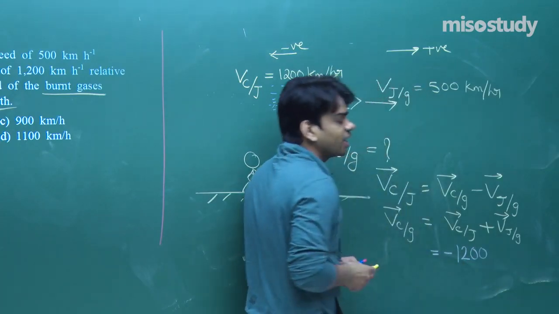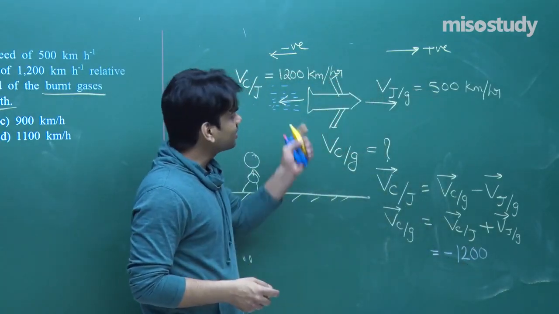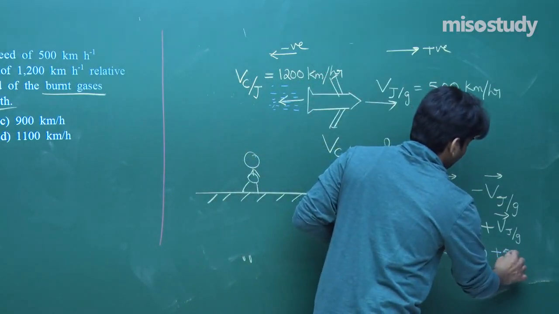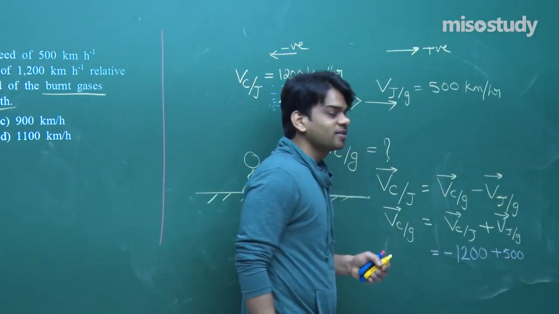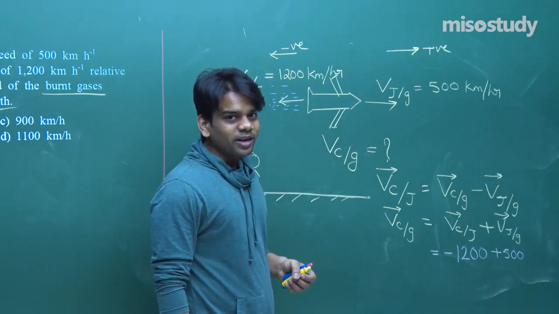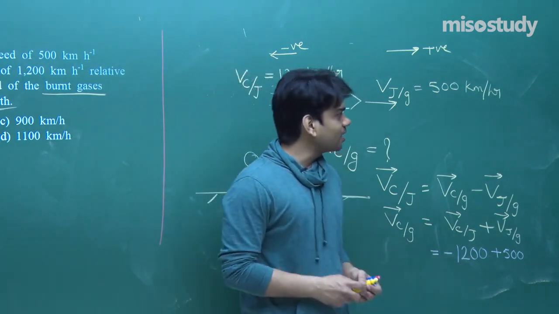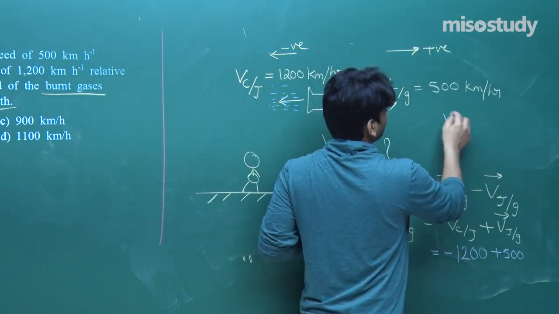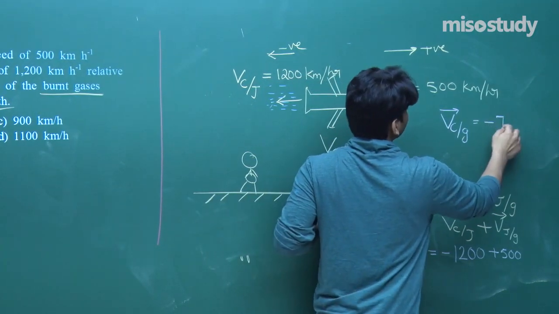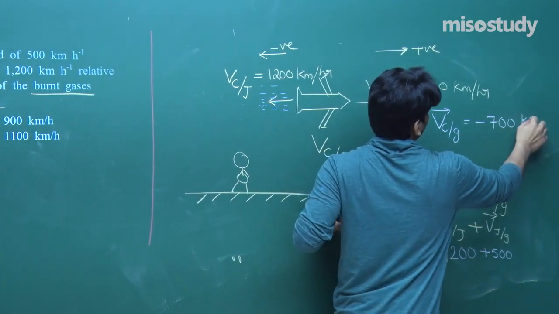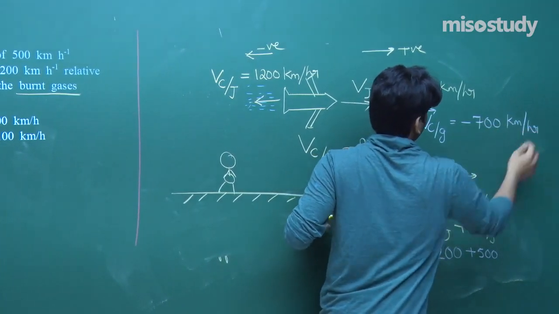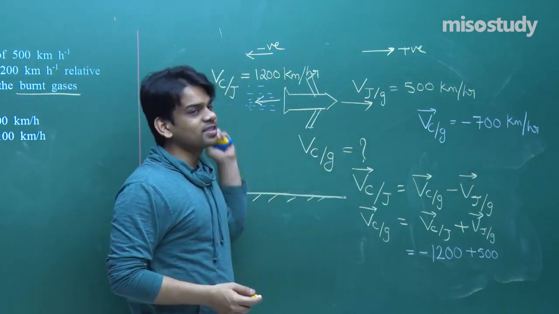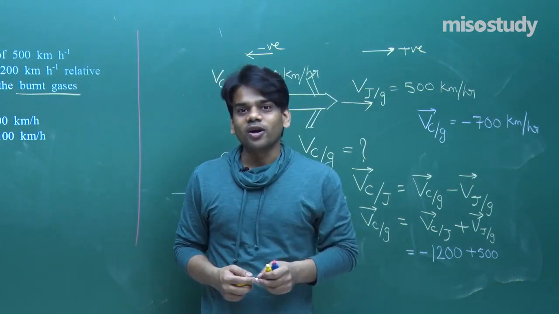Plus velocity of jet airplane, that is going towards the right hand side, that will be plus 500. So minus 1200 plus 500 will be the resultant answer. I believe you would have understood, the answer will be minus 700. So velocity of combustible gases with respect to ground is minus 700 kilometer per hour, that is, it is towards the left hand side. I hope you have got the answer.